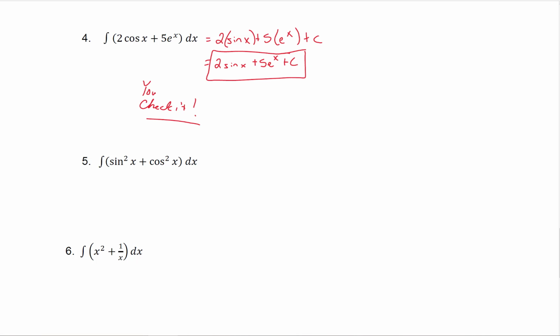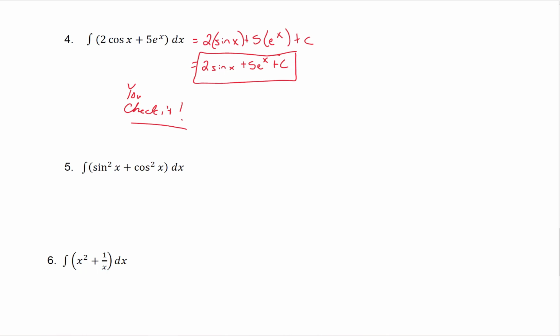All right, so example 5, the integral of sine squared x plus cosine squared x dx. So before we can do this, we don't know how to integrate the sine squared yet, right? But if we look at that, we know that sine squared x plus cosine squared x equals 1, right? That's our Pythagorean identity. So let's rewrite this integrand. This is really the same thing as saying the integral of 1 dx, right? Which then just becomes x plus c.